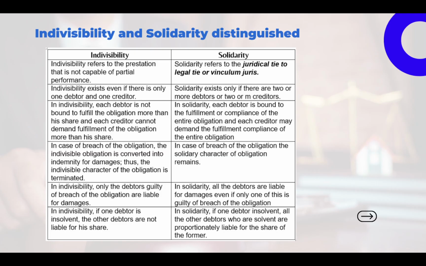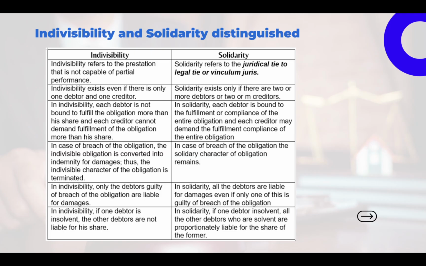At saka sinasabi dito, class, ay isa-isahin ko na lang. Pag indivisibility, dito kahit na merong isang debtor, isang creditor, pwedeng indivisible ang kanilang prestation. Unlike sa solidarity, kailangan merong 2 or more debtors or creditors. Sa indivisibility, each debtor is not bound to fulfill the obligation more than his share. And each creditor cannot demand fulfillment obligation more than his share. Unlike sa solidarity, diba? Pwede mong i-demand dun sa buong debtor yung buong utang.